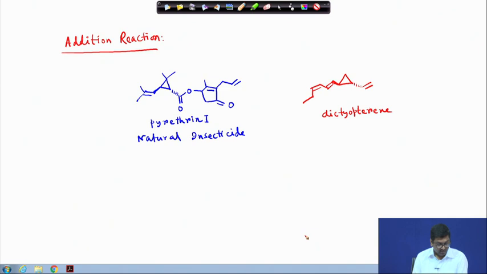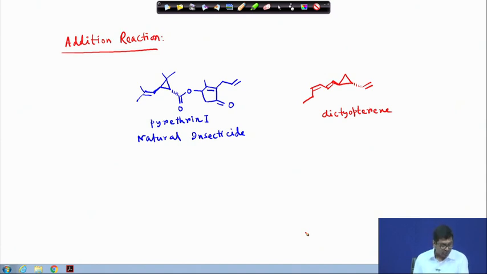Dictyopterin. This also produces the smell like ozone or iodine in the sea. In the sea, whatever the smell of ozone-type molecules is coming, that is actually not created by ozone or iodine. Rather, it is a volatile cyclopropane compound, and this has been used by female brown algae to attract the male gametes.